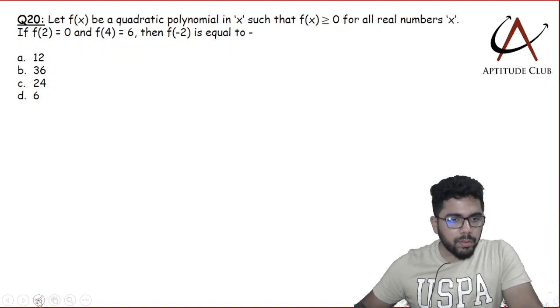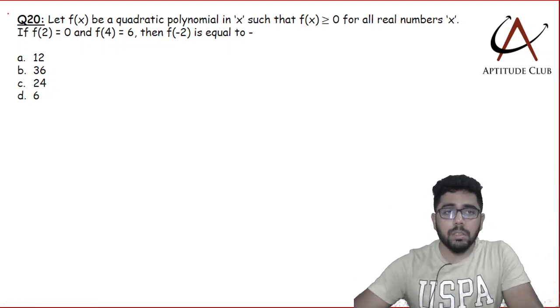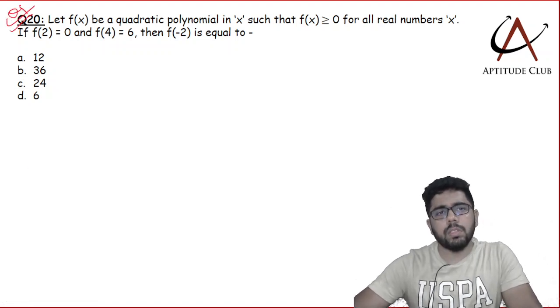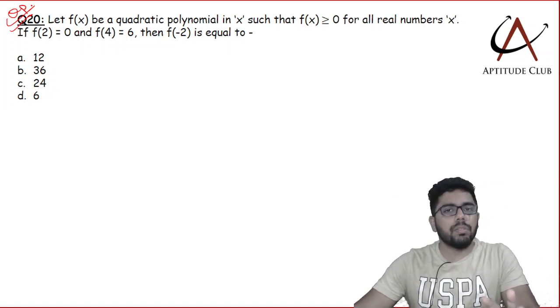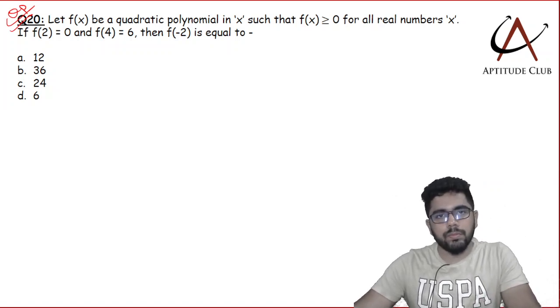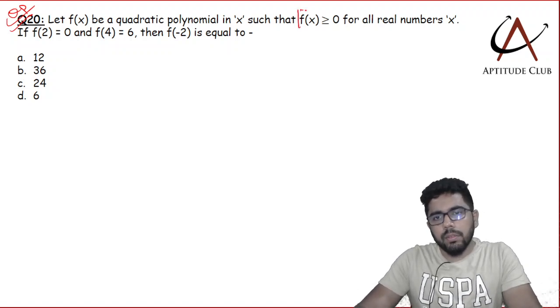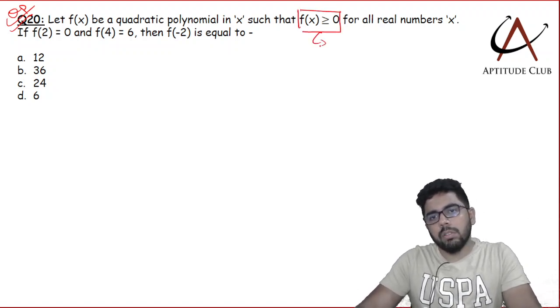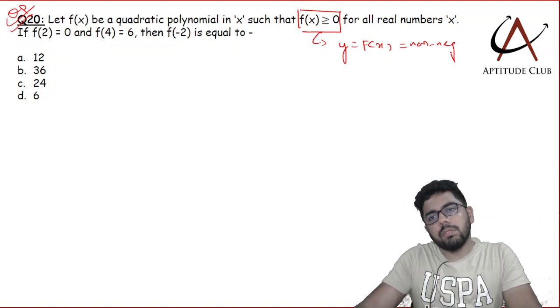This is one of my favorite questions from this slot, and it's a beautiful question on quadratic polynomials. Simple understanding of graph of a quadratic polynomial. So it is saying f(x) be a quadratic polynomial such that f(x) is greater than or equal to 0. That means y equal to f(x) is non-negative. It cannot be negative.